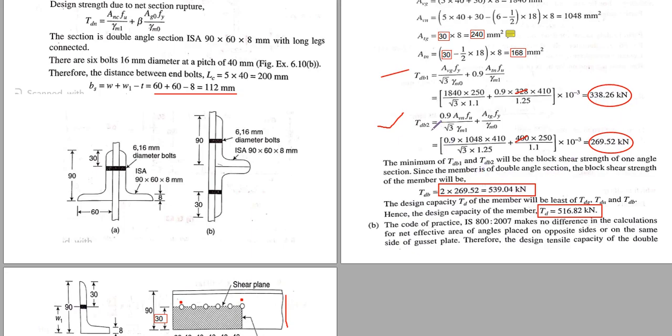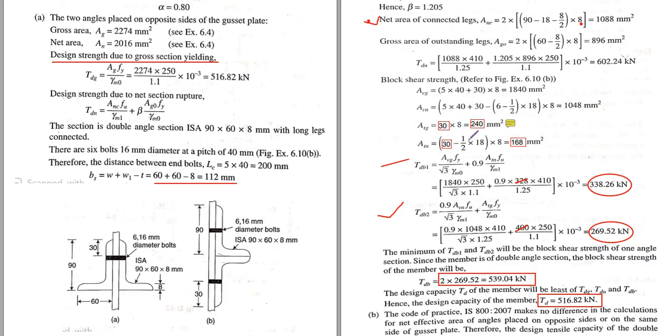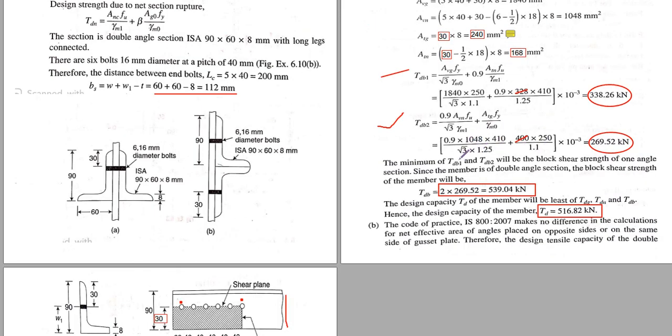So out of these three strengths, the first one was the gross section yielding, the second one is the net section rupture, and the third one is the block shear. Out of these three values, the lesser one will be the tensile strength capacity of this setup. Here the block shear strength will be multiplied by 2, because this formula was used for one angle section, so for two angle sections it should be multiplied by 2. I hope you can understand this.